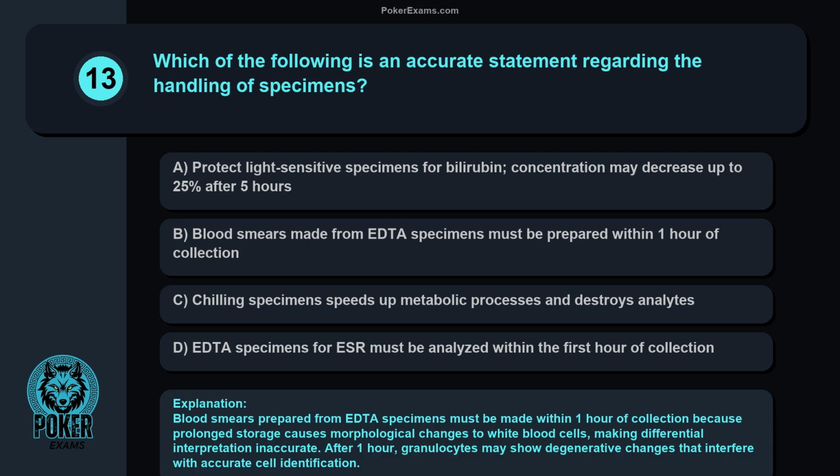Blood smears prepared from EDTA specimens must be made within 1 hour of collection because prolonged storage causes morphological changes to white blood cells, making differential interpretation inaccurate. After 1 hour, granulocytes may show degenerative changes that interfere with accurate cell identification.